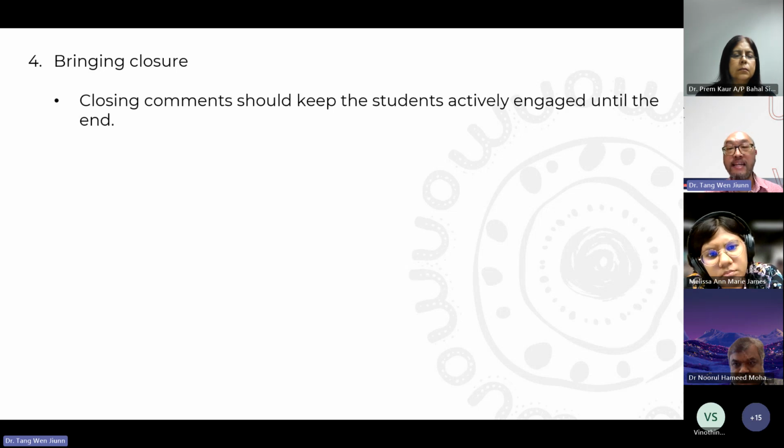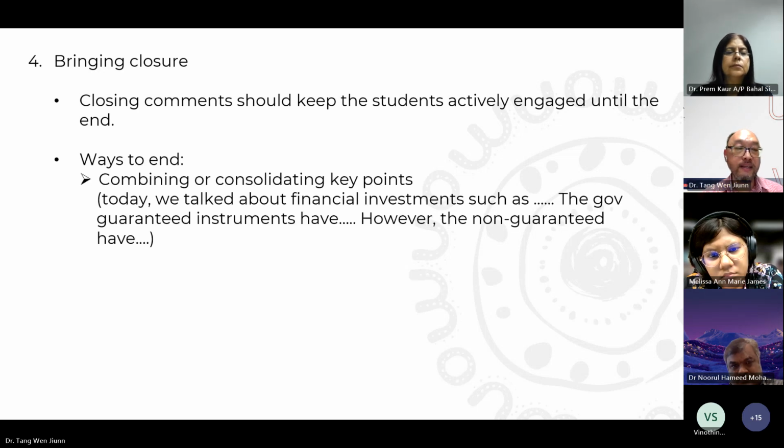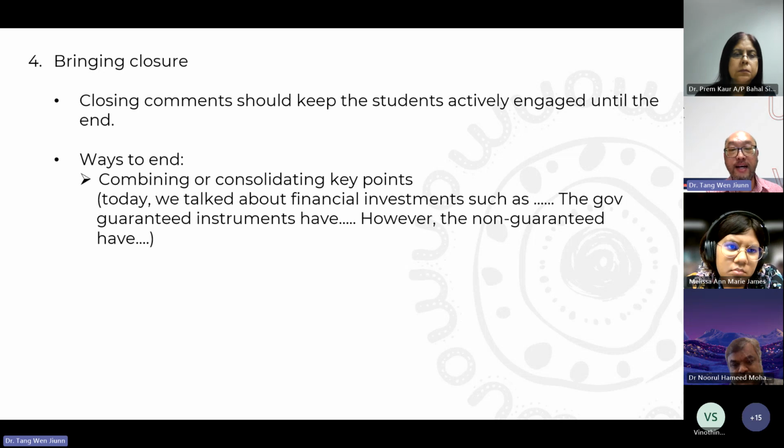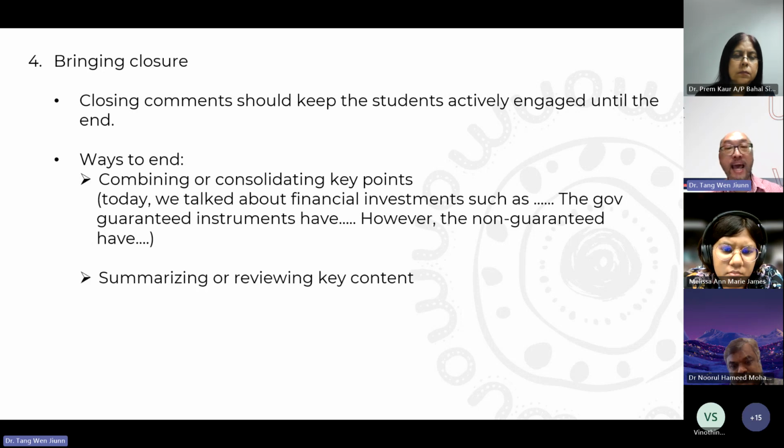Then the last part is bringing closure. This is ending the class. Make sure we conclude the lesson. Something like, today we have talked about investment, financing, or something like that. So we try to give them a summary or the key points to recap what we have covered. This will keep their attention on you until the end.